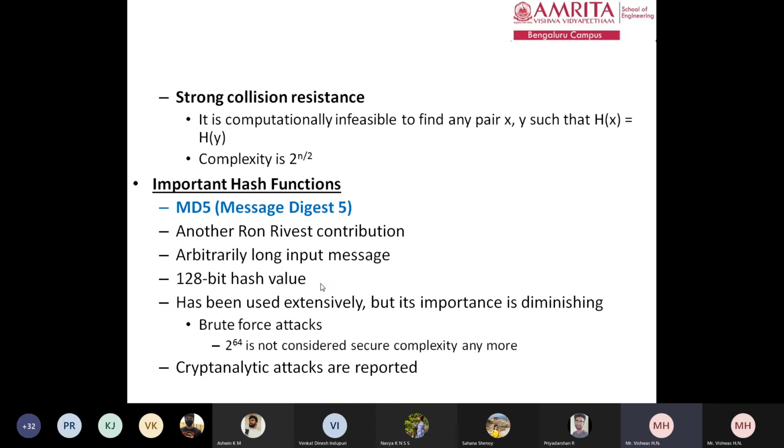Yeah, strong collision resistance. It is computationally infeasible to find any pair x, y such that h of x is equal to h of y. The other way you can say, again, it is computationally impossible, and complexity is 2 to the power of n by 2, which is again equivalent to 2 to the power n. So that's about the hash functions.